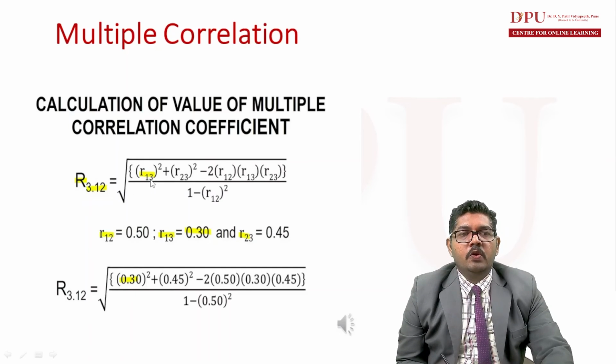So R13 is the correlation coefficient between variable 1 and 3. R23 is the correlation coefficient between the variables 2 and 3. R12 is the correlation coefficient between 1 and 2, and so on. So you can put all these individual correlation coefficient values in this particular formula to get the value of multiple correlation between variable 3 and the variables 1, 2. So in this particular case, variable 1 and 2 are the independent variables and variable 3 is the dependent variable.